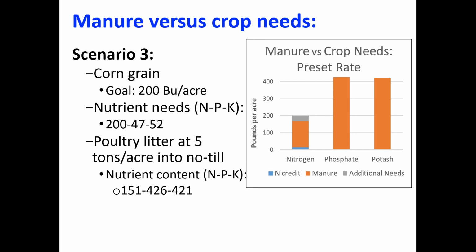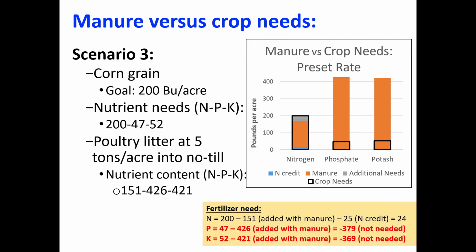In this case, the need is 47, but poultry manure is such a rich source of phosphorus, it's going to add a lot more. Also look at potassium. You're going to end up adding a lot more potassium. So this is part of the story. Now imagine this type of poultry litter added into the same field. The need is tiny. This is not a one-year scenario. This is happening over decades. You're going to have a massive buildup of phosphorus.